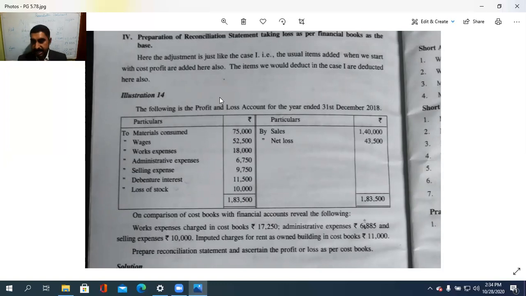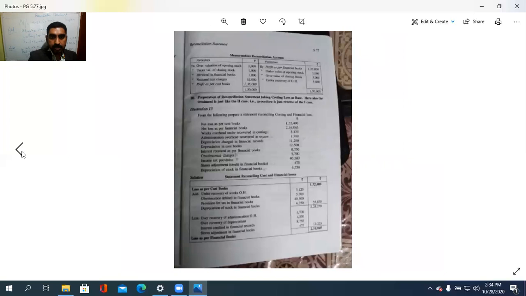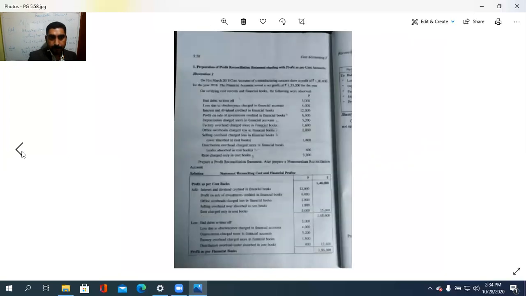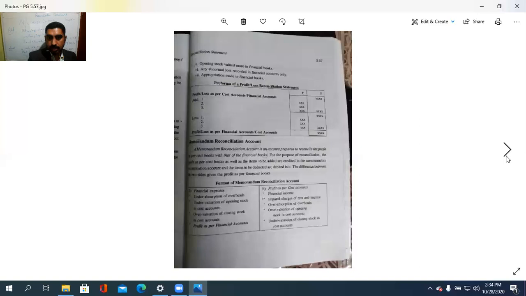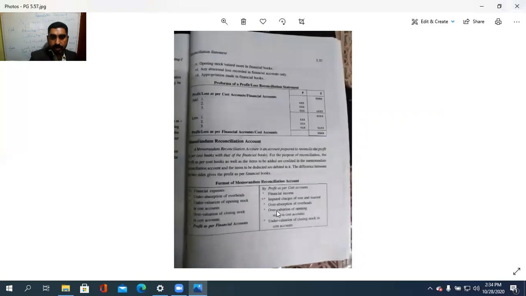Like the first case is very important. If the profit as per the cost books to be taken, what all the items to be added and what all the items to be deducted. So this is the format for that. See, this is the format for that.